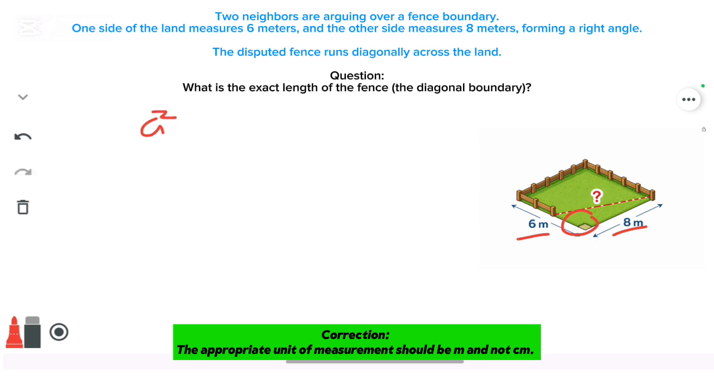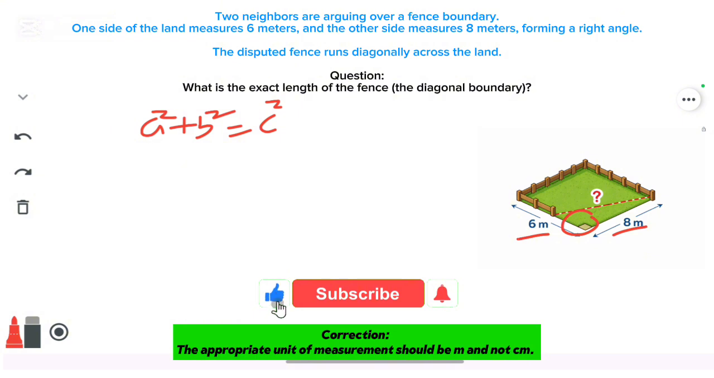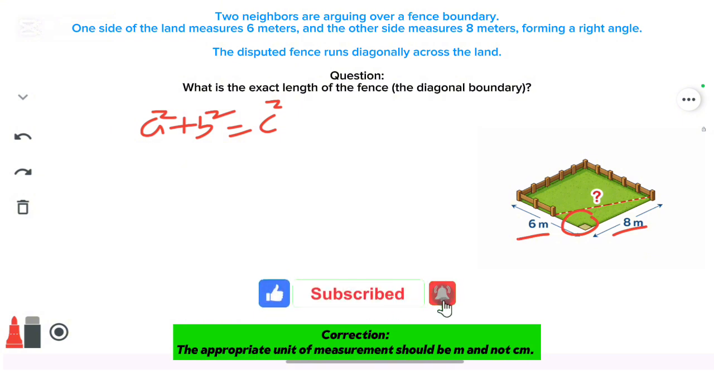a squared plus b squared is equal to c squared. Alright, so we are going to use the Pythagorean equation. Okay, so the first thing you want to do is make sure you understand the Pythagorean equation and how to use it. Okay, so now we have the Pythagorean equation written there.